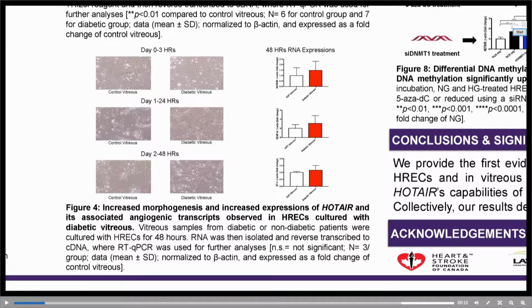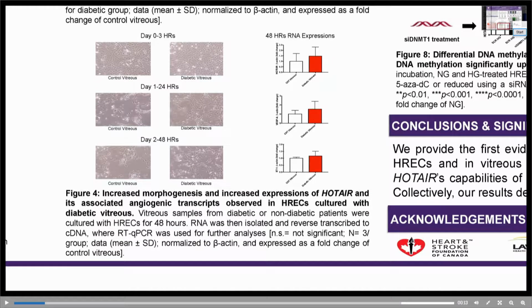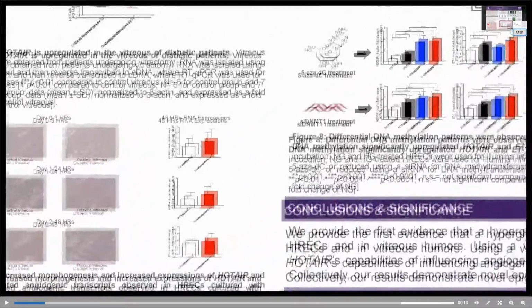For figure 4, what we did next is we took normal, healthy human retinal endothelial cells and cultured these cells with either the non-diabetic vitreous or the vitreous humors from proliferative diabetic retinopathy patients. As you can see in the figure on the left, there is an increased degree of morphogenesis in the cells incubated with the diabetic vitreous. We also show increased expressions of HOTAIR, VEGF, and ET1 at the RNA level.